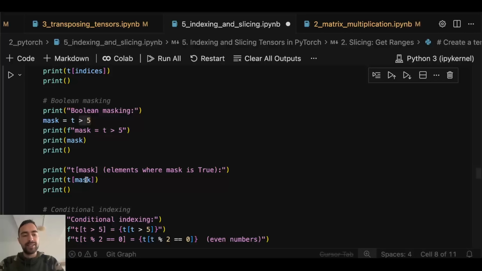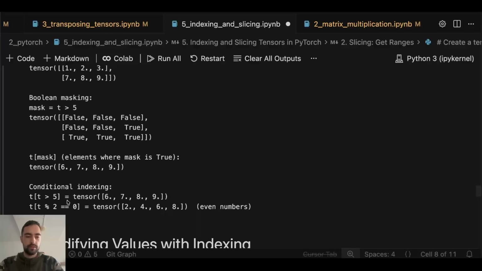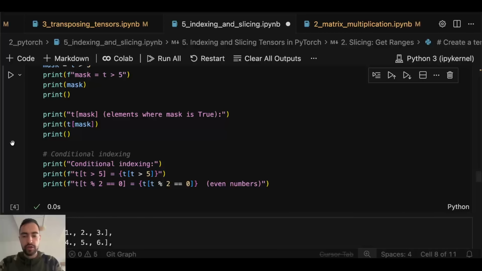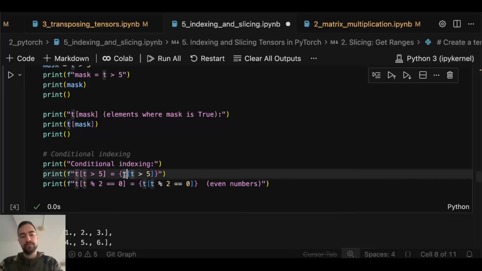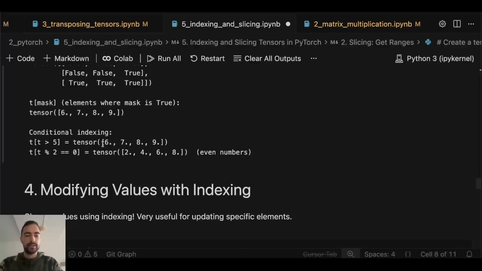And then you can use that mask that you just created. You can say original tensor t of mask. It will give you all of the elements that have true assigned to them, like so: 6, 7, 8, 9. You can also do conditional indexing. So t where the value is greater than 5, or t where the number is even, so value divided by 2 gives remainder 0. These will give us numbers greater than 5 and even numbers.